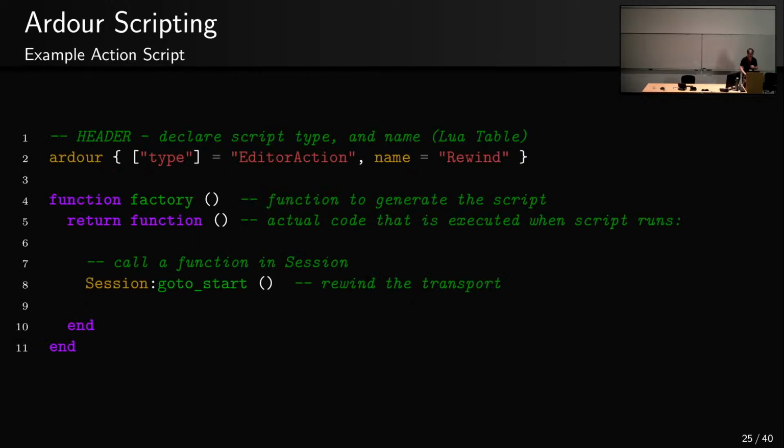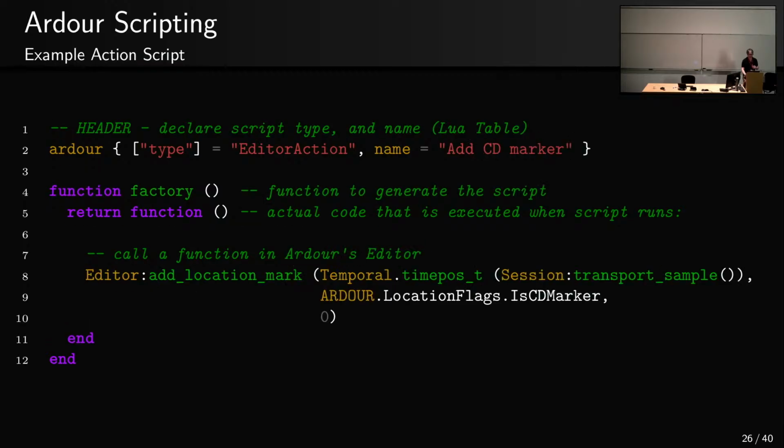This is one of the very simple examples of an editor action script. You specify a factory that generates the script, and then a function, which is the code that is called once you initiate it. And this would be to call a simple function in the session which goes to start and rewinds the transport.